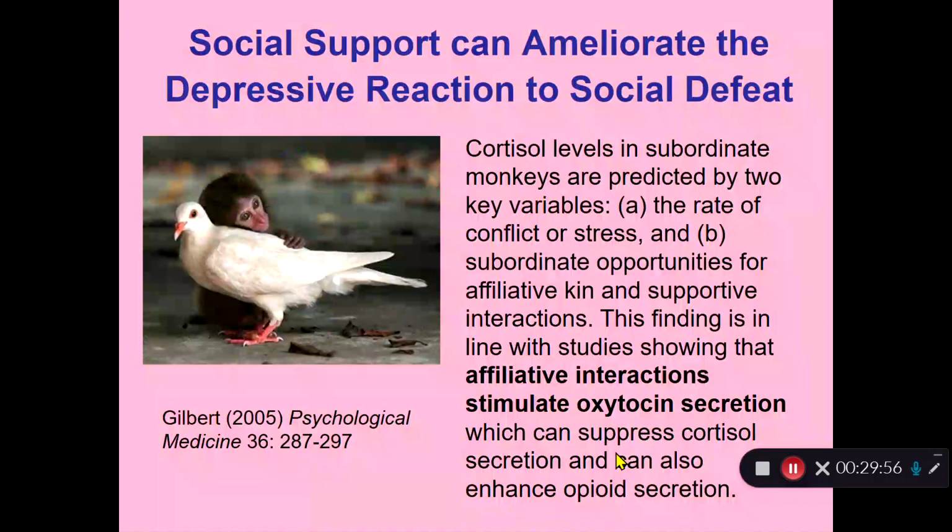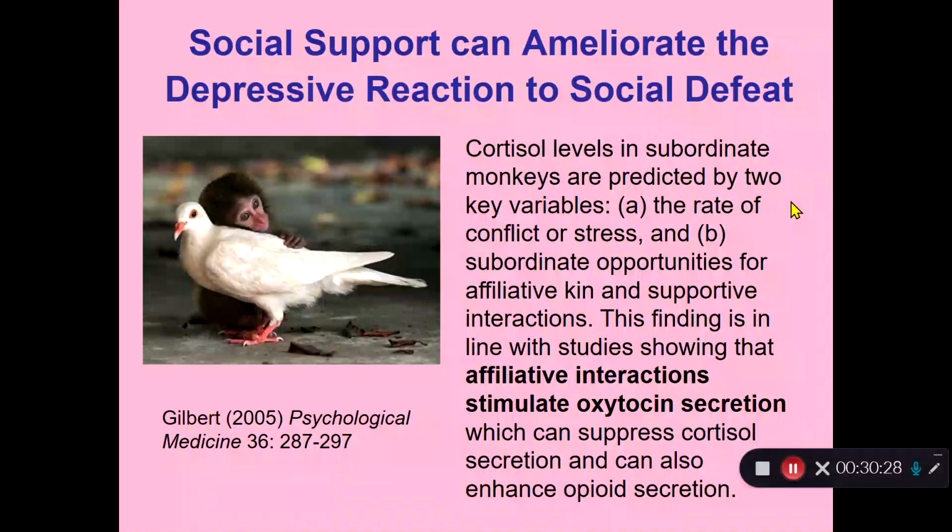What about kindness? No, you can't love somebody out of depression, but it's true that social support can ameliorate the depressive reaction to social defeat. And here's some facts from monkeys. Cortisol levels in subordinate monkeys are predicted by two key variables. A, the rate of conflict or stress. We've been talking about that in all of part 2.